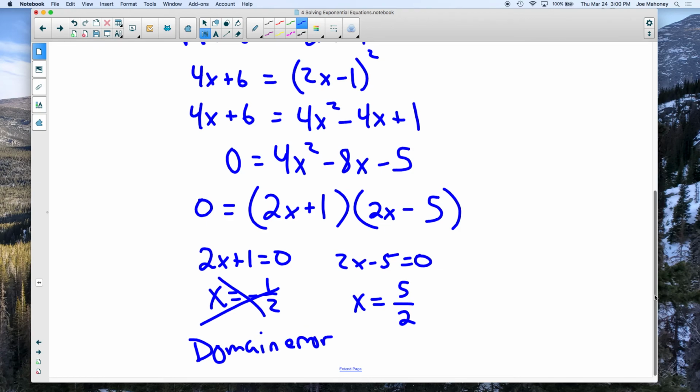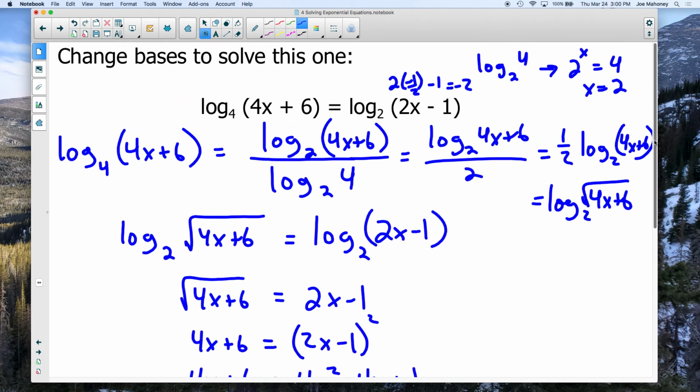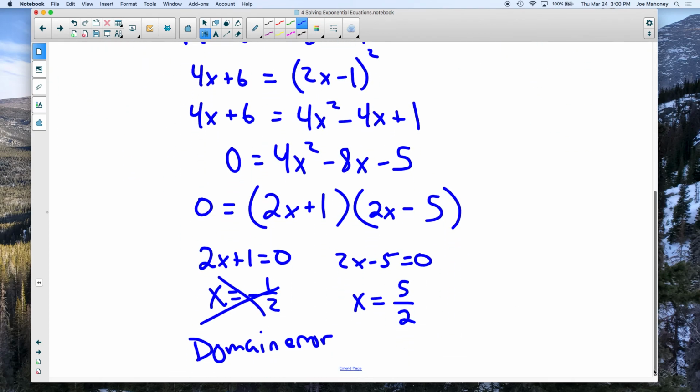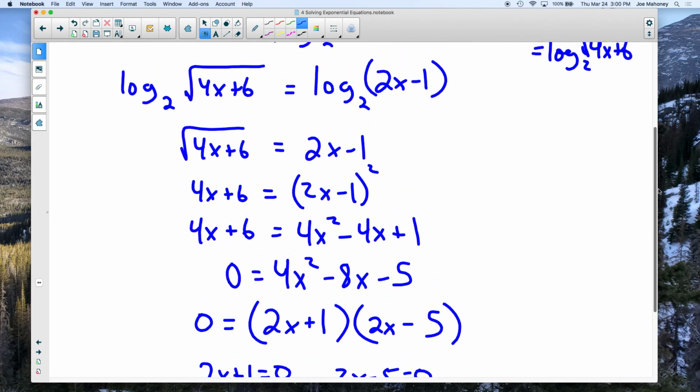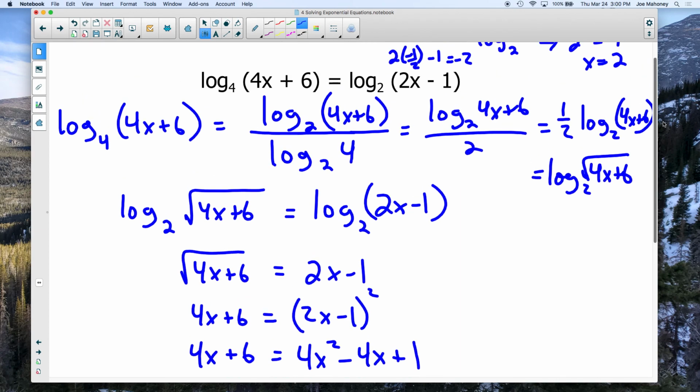5 over 2 works though? Let's check. If I plug in 5 over 2, for both sides I'm going to get positive values. Oh, that's nice. So my answer is just x equals 5 over 2. Boy, look at this. We had to change the base to get the bases the same. And once the bases were the same, then we could solve our equation. Wow. You must be good to get this far. Well done.